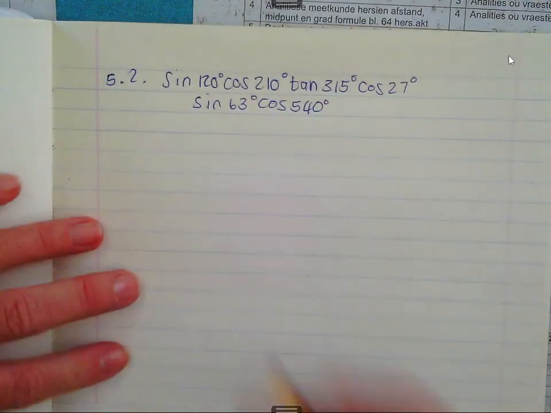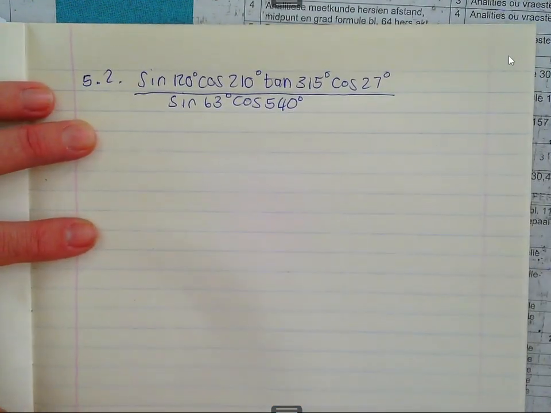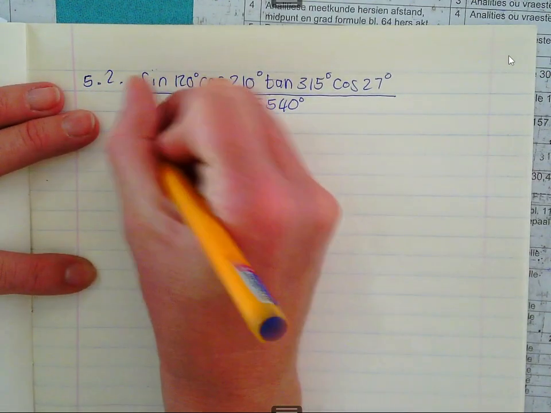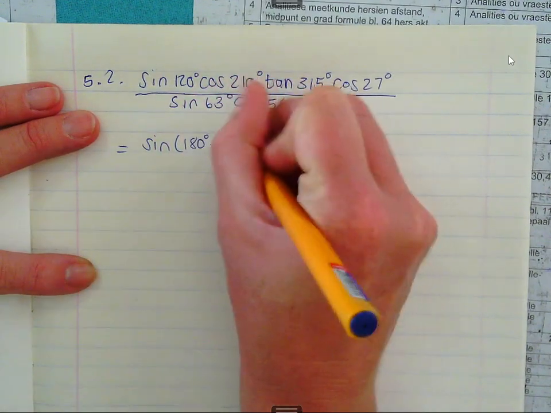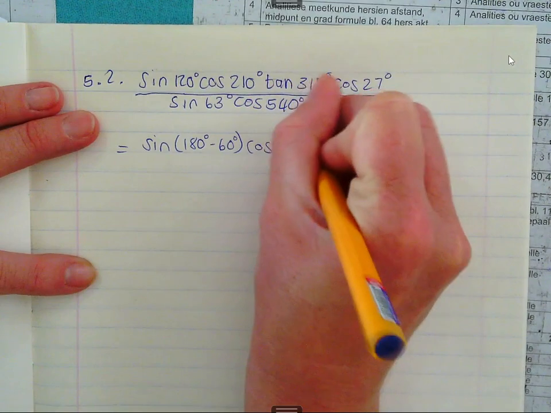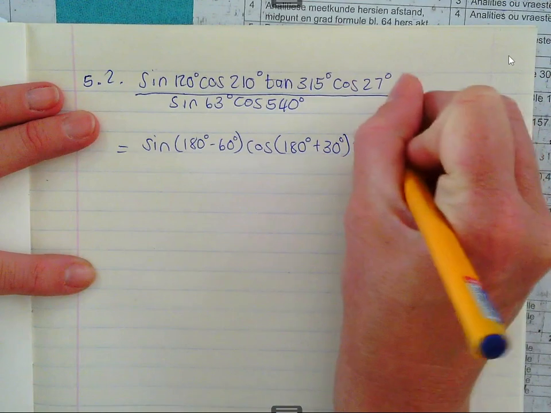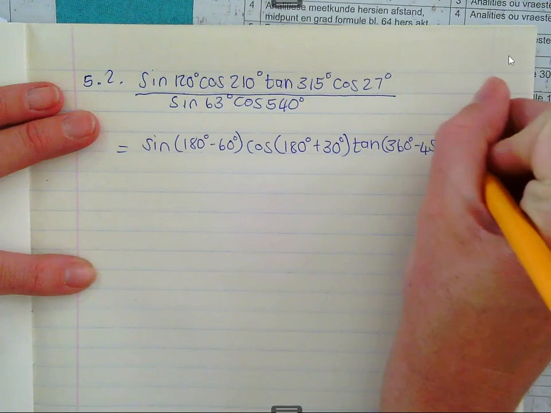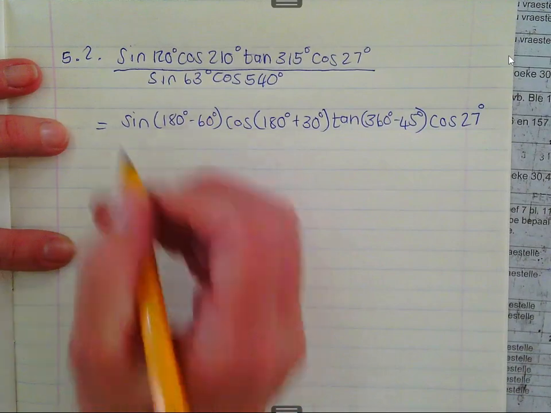So when I look at that, I hope that you can all recognize this as special angle functions. So the first one I will change to become sin 180 degrees minus 60, cos 180 degrees plus 30, tan 360 minus 45, and then I see that cos 27 is not special. There's nothing I can do with it to make it special. It's just there. Then I go to the denominator.